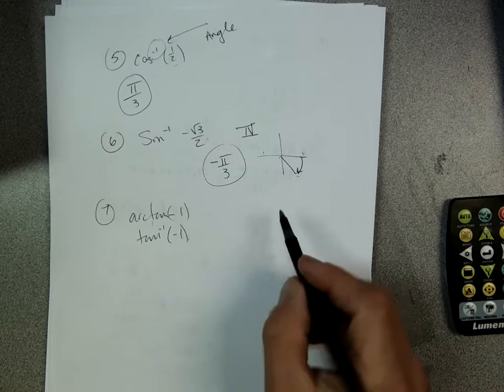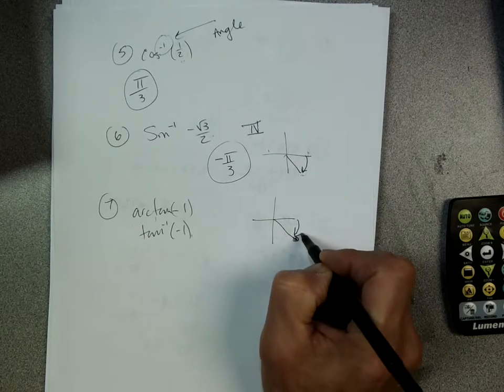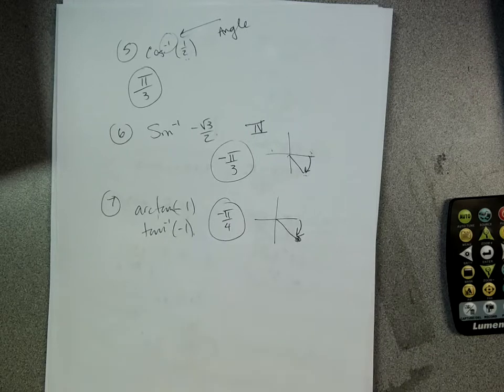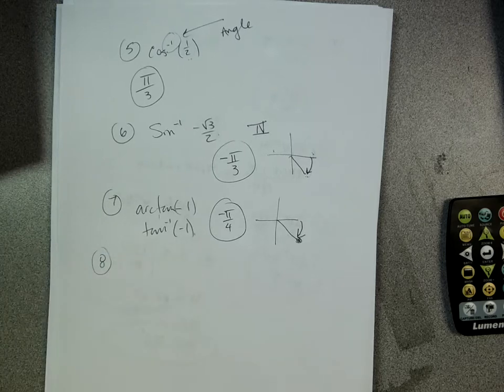We want to go down to it, so it's really down here. So I want to go down to it, and that's going to be negative pi fourth as an angle. Okay? Go the easiest way. Okay, number 8, cotangent. Cotangent inverse.